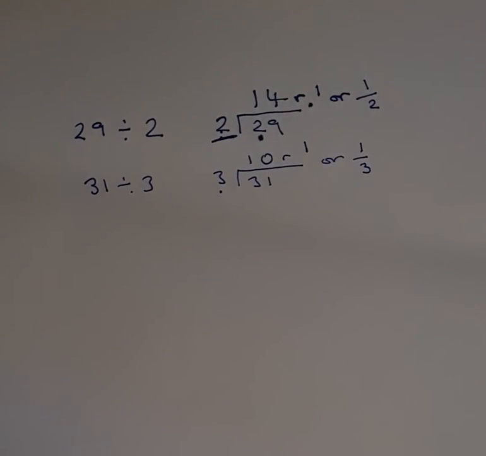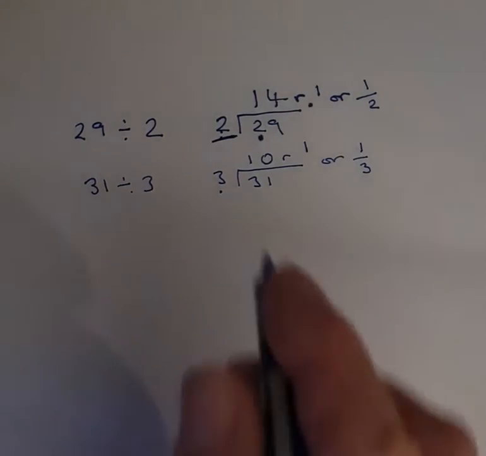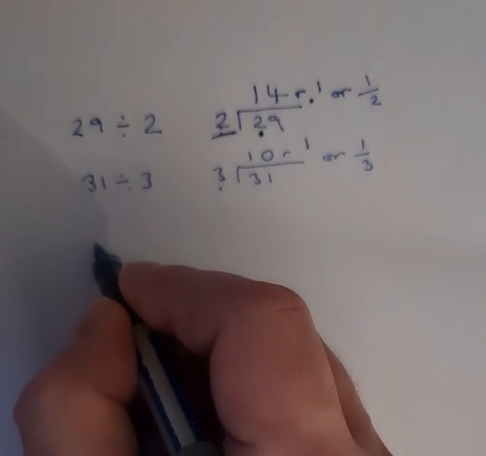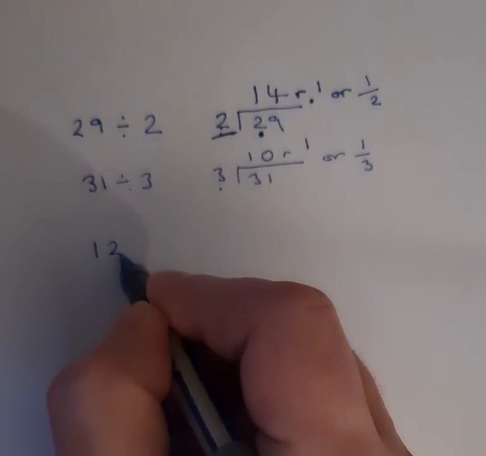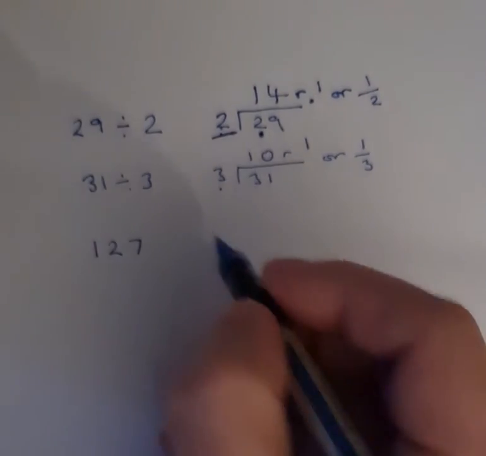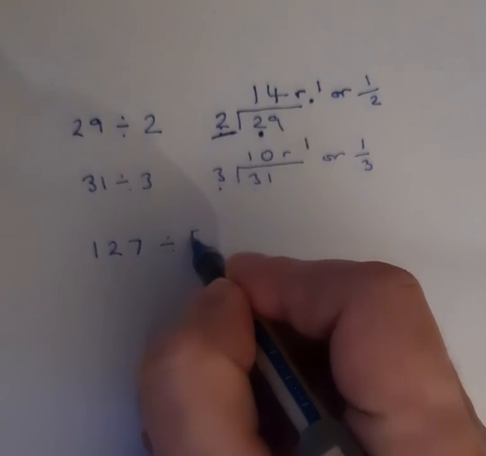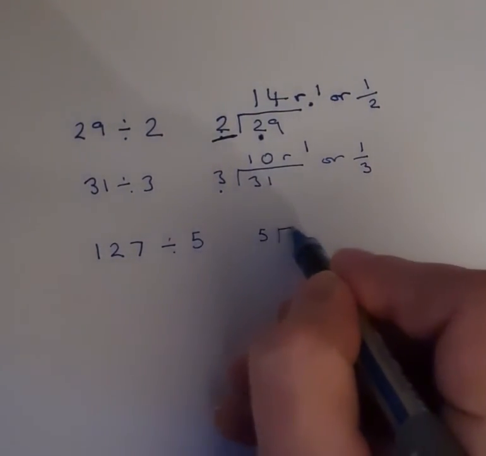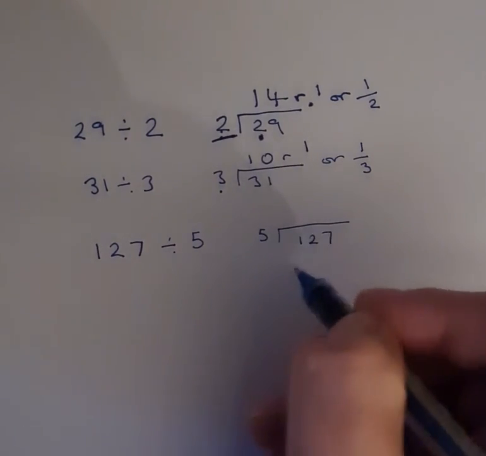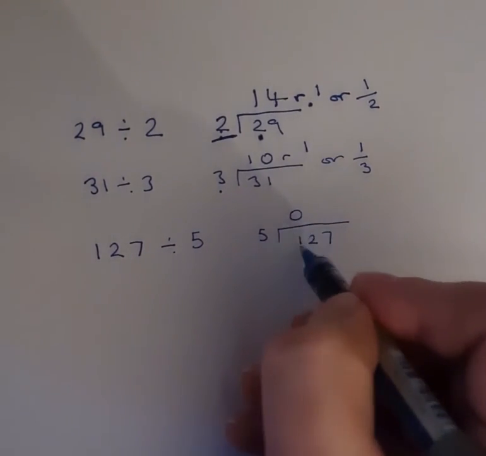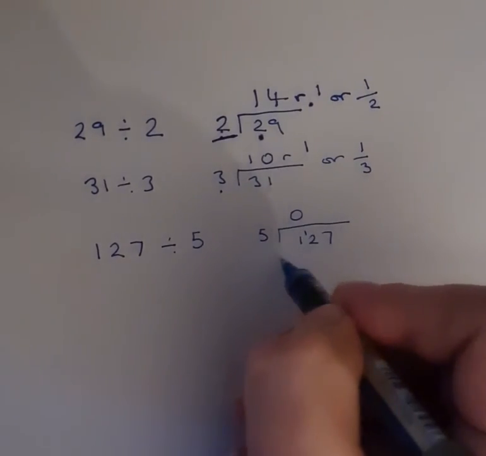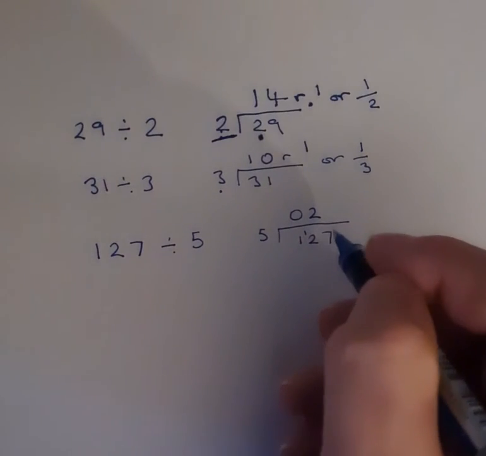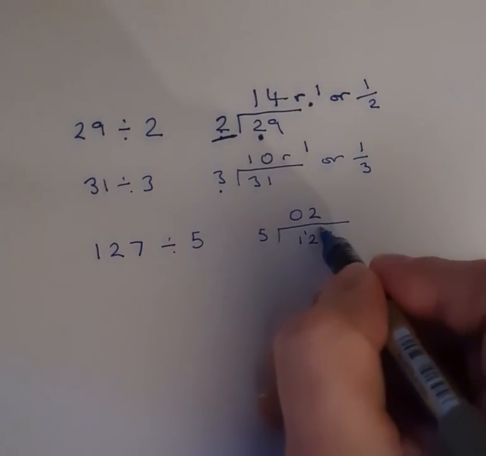Let's try another example, which is a little bit more tricky. Let's have 127 divided by 5. Okay, bus stop method. 5 into 1 does not go, so I carry that 1 across, and that becomes 5 into 12. Well, 2 5's are 10, and I've got a remainder of 2, so I carry that 2 across.